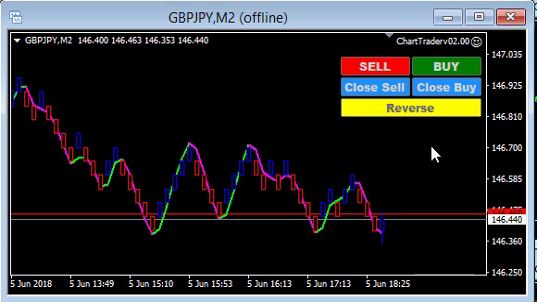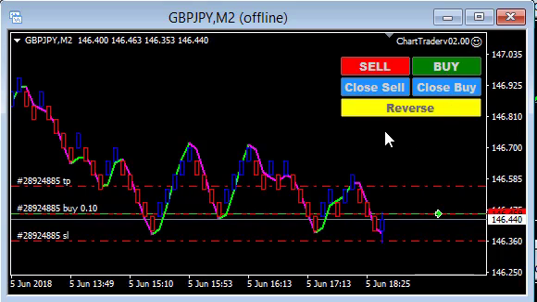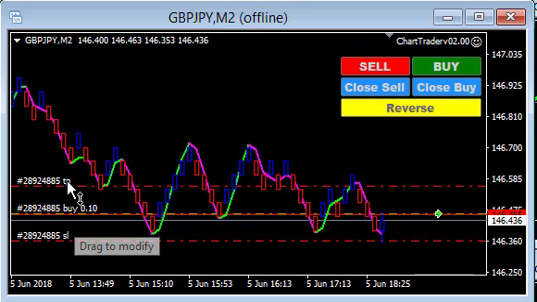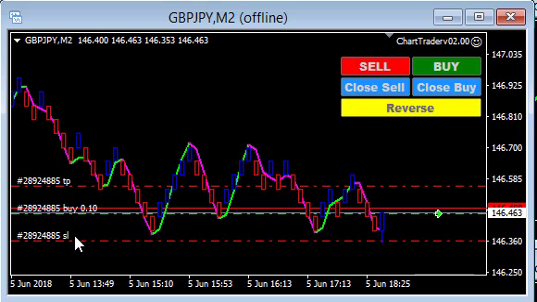Let me just quickly demonstrate how the buttons work. Let's say right now price seems to be moving up a little bit, so let's go ahead and toss in a buy trade. If you remember from the settings, I had a 10 pip take profit, 10 pip stop loss set up for this trade. You can see we're in a buy trade. There's our take profit. There's our stop loss.